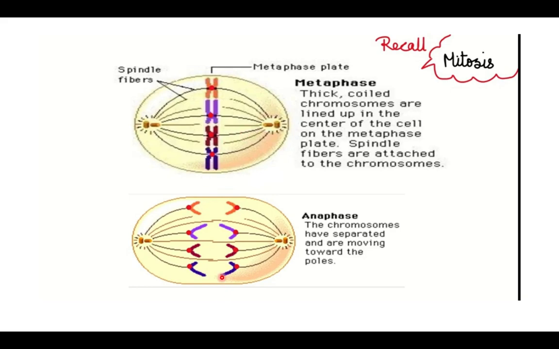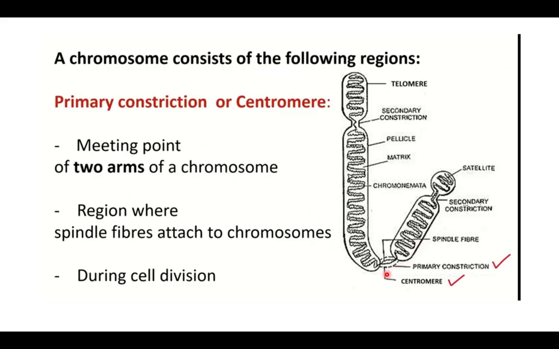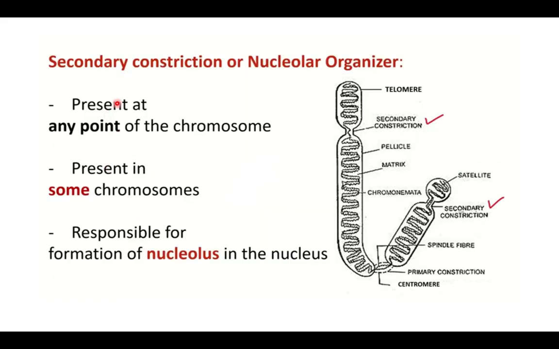And next, what is happening? In the next phase, the chromosomes are getting separated. Only then can two daughter cells be formed, right? So this chromosome is getting separated. How? The spindle fibers will pull the chromosome towards itself, so the chromatids get separated. So what's the point to be noted here? The spindle fibers get attached to the centromere, the region where spindle fibers attach to the chromosomes. Hope you understood, children.